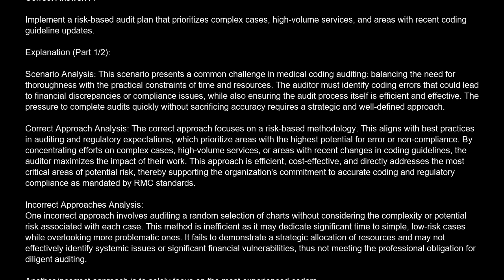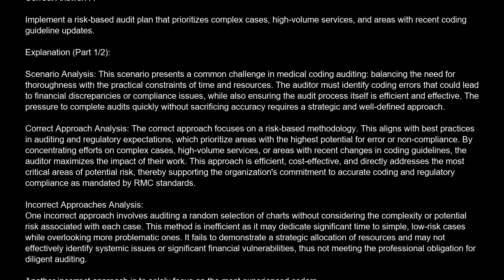Correct approach analysis. The correct approach focuses on a risk-based methodology. This aligns with best practices in auditing and regulatory expectations, which prioritize areas with the highest potential for error or noncompliance. By concentrating efforts on complex cases, high-volume services, or areas with recent changes in coding guidelines, the auditor maximizes the impact of their work. This approach is efficient, cost-effective, and directly addresses the most critical areas of potential risk, thereby supporting the organization's commitment to accurate coding and regulatory compliance as mandated by RMC standards.